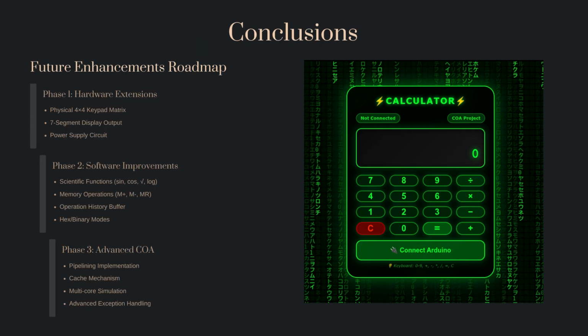Conclusion and summary. This Arduino calculator project successfully demonstrates core computer organization and architecture concepts: Von Neumann architecture, separation of control unit, ALU and memory; instruction decoding, where the control unit interprets serial commands; register management, data storage and state maintenance; ALU operations, arithmetic computations; I/O interfacing, serial communication with an external system; error handling, division by 0 protection; and real-time processing, interactive responses. This project is enhanced with modern web technologies, making it practical and user-friendly.